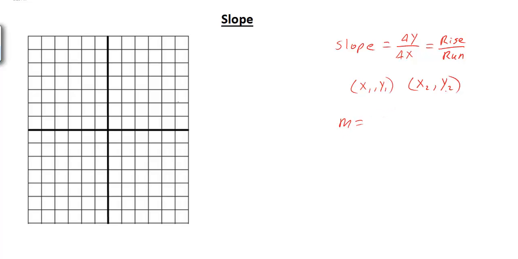So we have 2 points on the line, and the slope, which is m, this stands for the slope, is going to be the change in the y. So we're going to simply subtract the y coordinates, and you'll see that as y2 minus y1 over x2 minus x1.